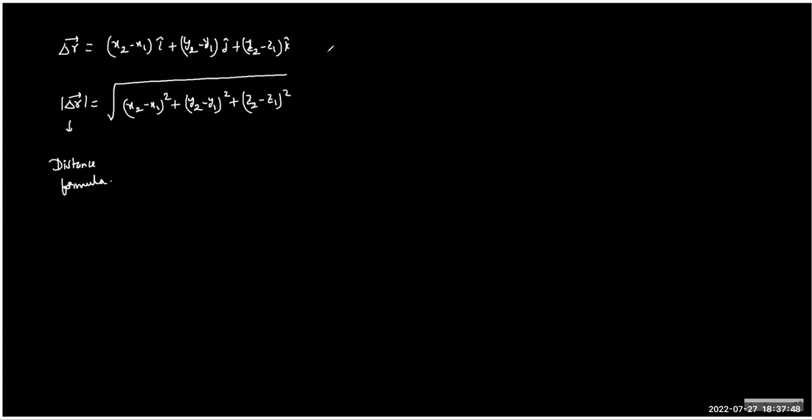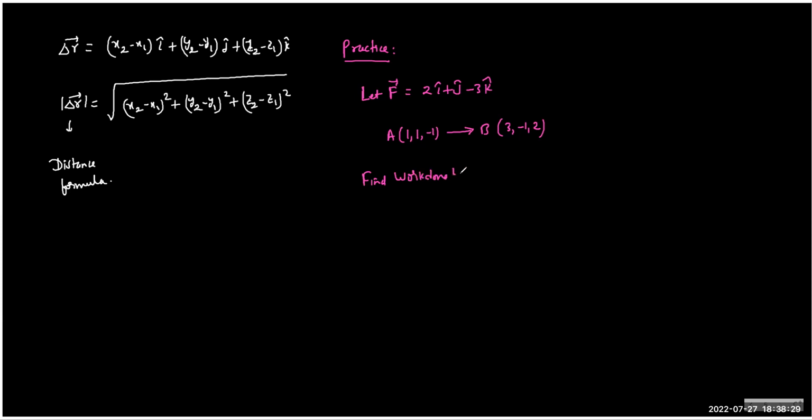So after knowing all these things, we can do some practice. So let's say the force is acting in space and is expressed as 2 i cap plus j cap minus 3 k cap, and you go from point A (1, 1, minus 1) to a point B with coordinates (3, minus 1, 2). Find work done by force F.